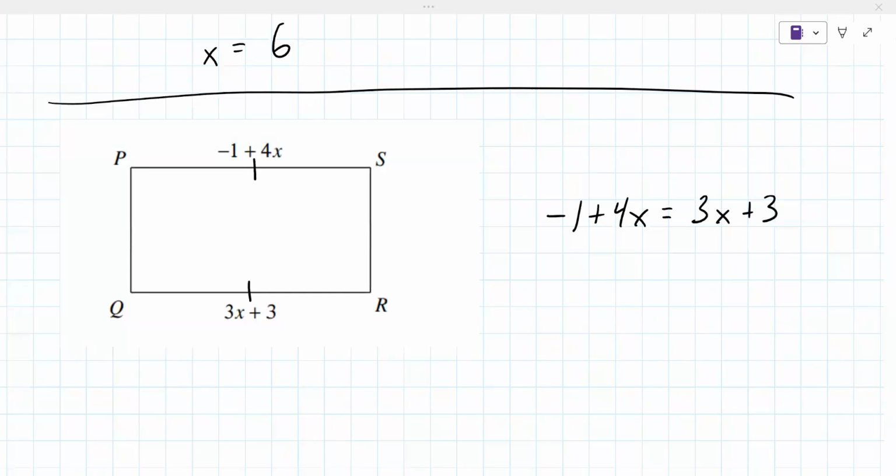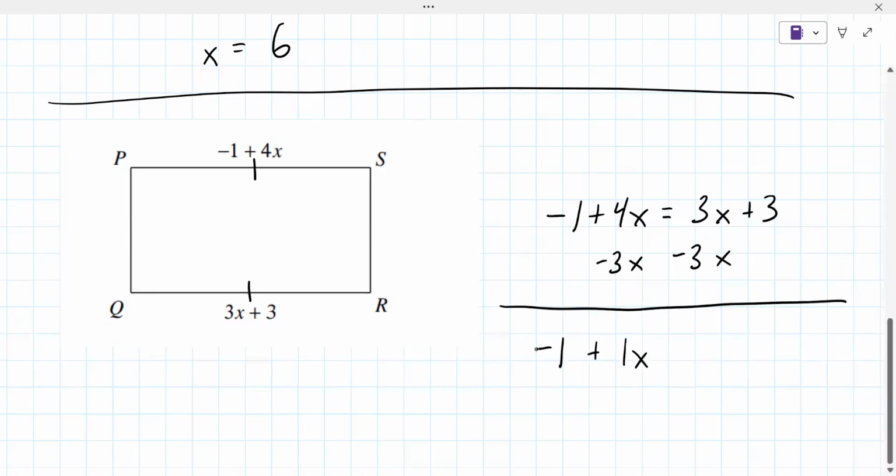So would I just add 3 to 4 then? Yeah, so when you move, it depends whether it's positive or negative. Since 3x is positive, you would subtract 3x from both sides. Okay, and then now you take 4x and subtract 3x, bring the negative 1 down. Okay, could you try solving it from here?